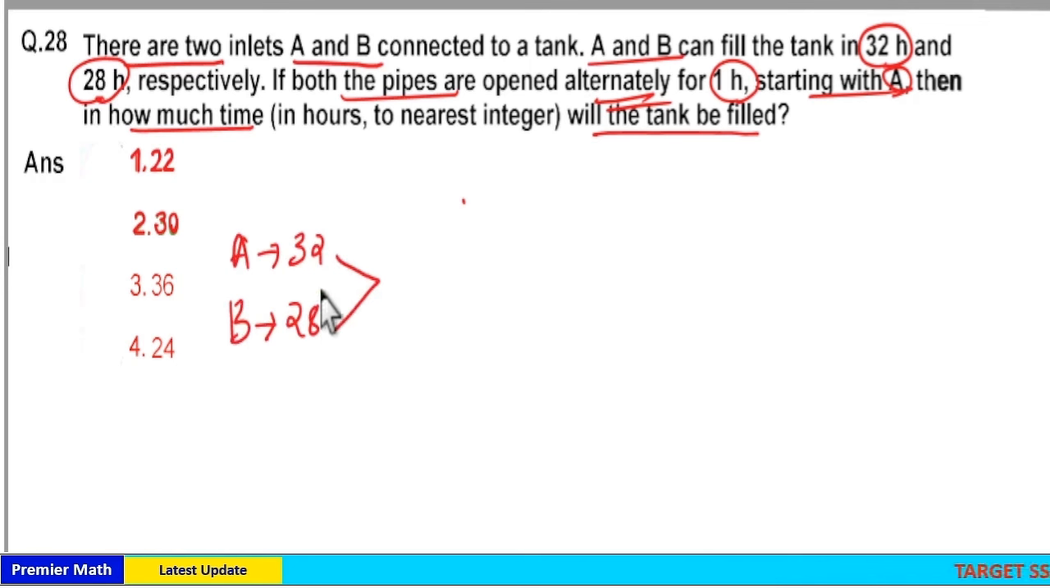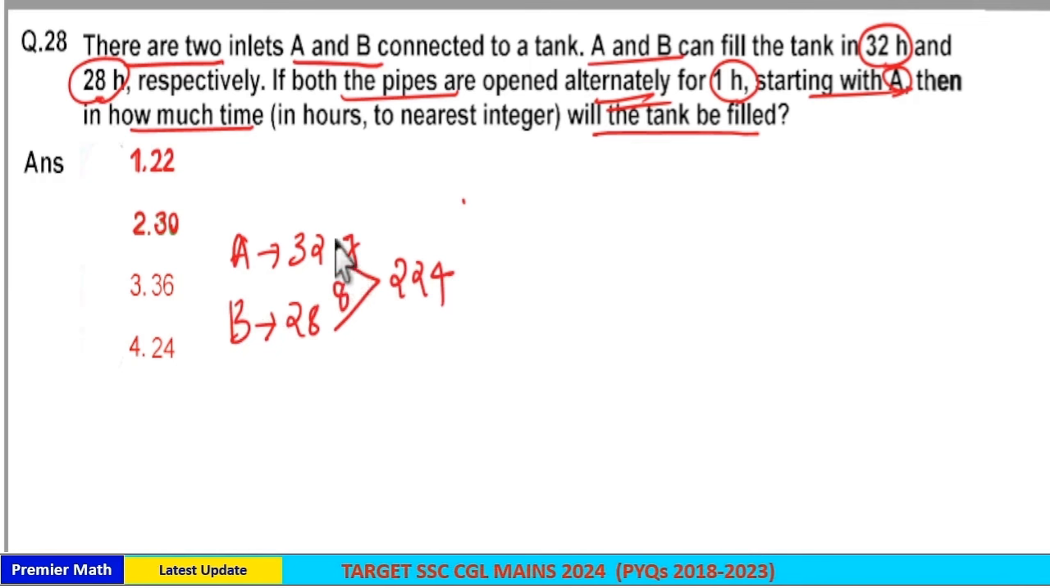Take the LCM. 8 into 4 is 32 and 7 into 4 is 28. So 8 into 4 into 7 is the LCM. 32 goes 7 times in LCM. 28 goes 8 times in LCM. 8 into 7, 56. 56 into 4, 224. So 224 is the LCM. 224 is the total capacity of the tank.